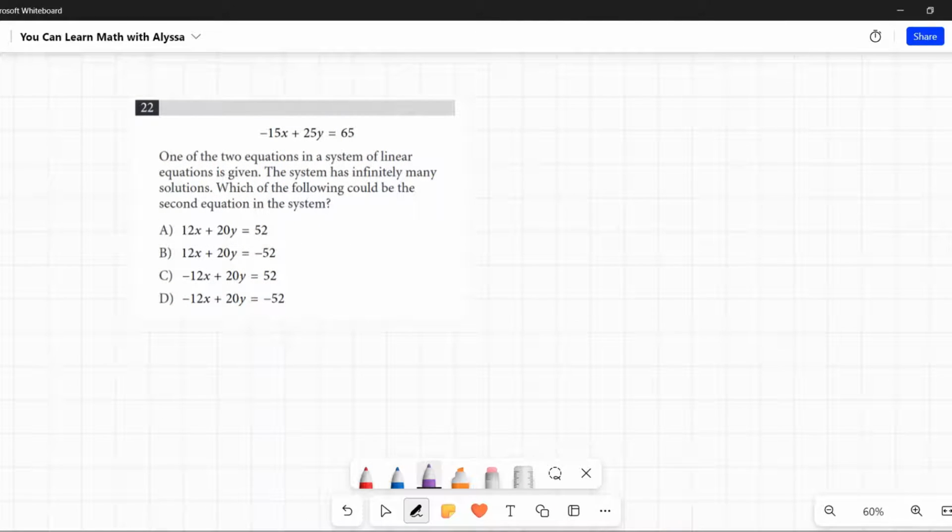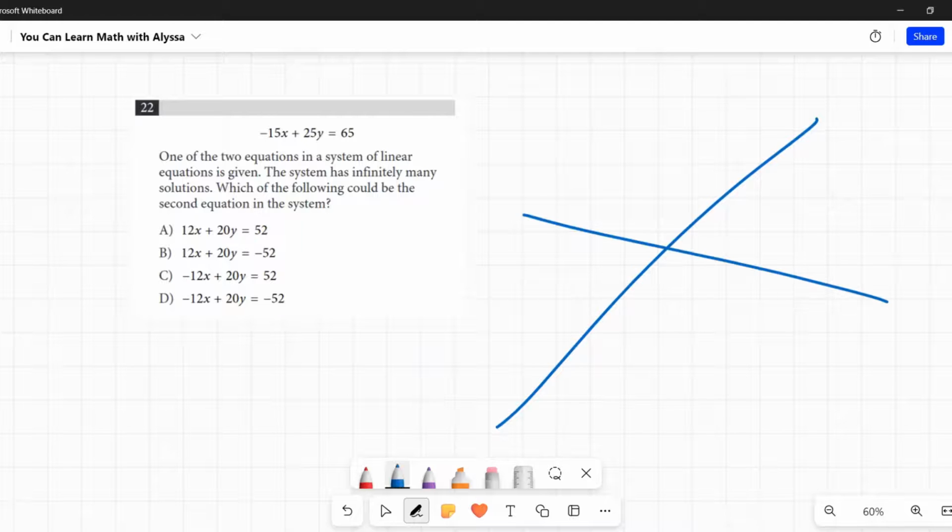Number 22, -15x plus 25y equals 65. One of the two equations in a system of linear equations is given. The system has infinitely many solutions. Which of the following could be the second equation in the system? When you have a system of linear equations, they're saying 2 lines. I have 2 lines.